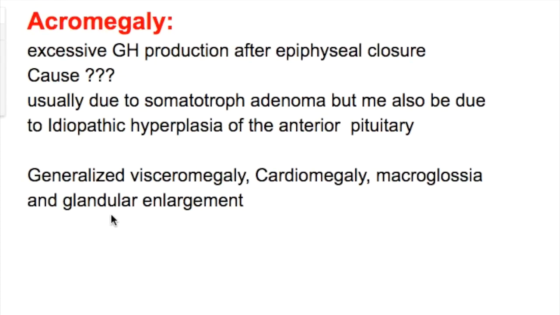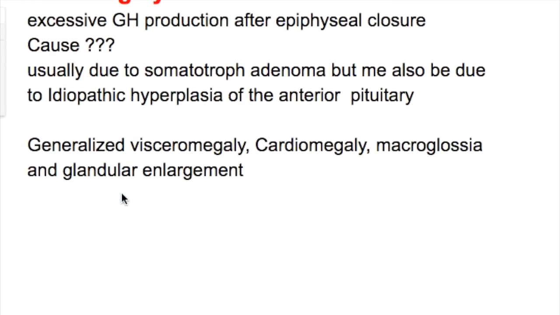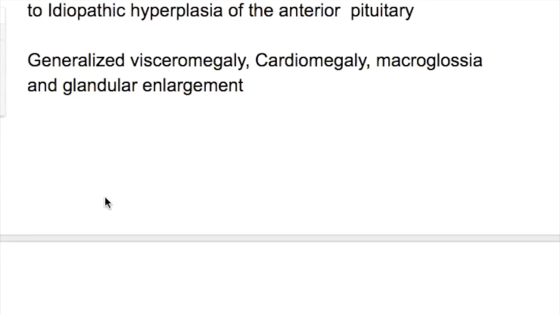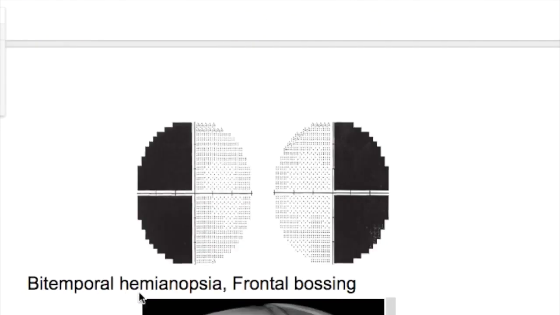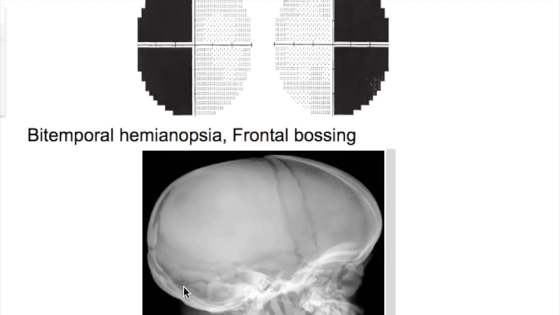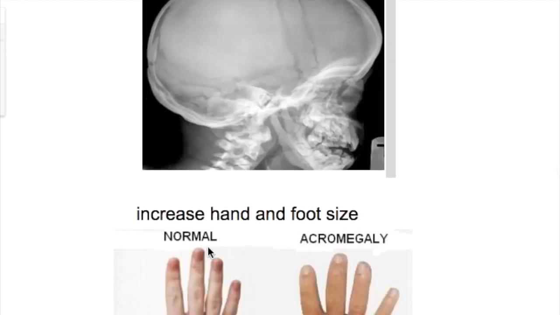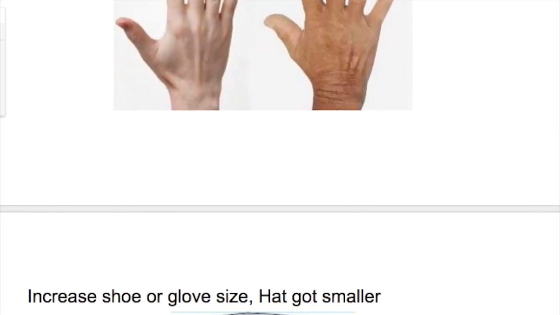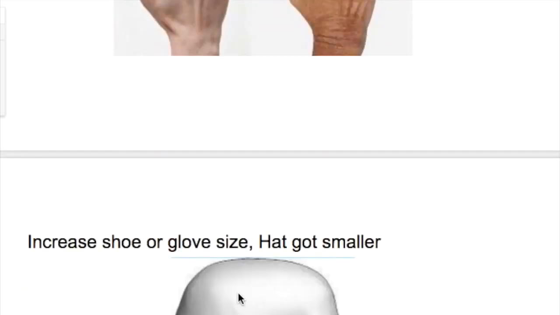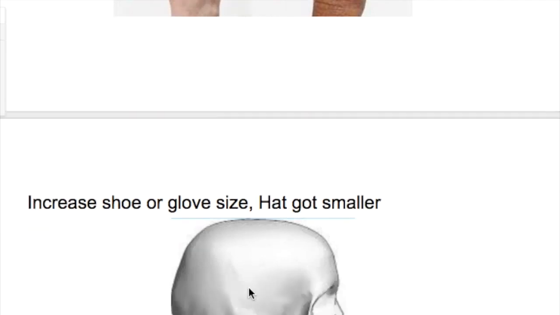There is generalized visceromegaly, cardiomegaly, macroglossia, and glandular enlargement. It causes bitemporal hemianopsia, and there is frontal bossing also. There is increased hand and foot size, and there is increased shoe and glove size. Patient complains that his hat got smaller or the shoes got smaller.